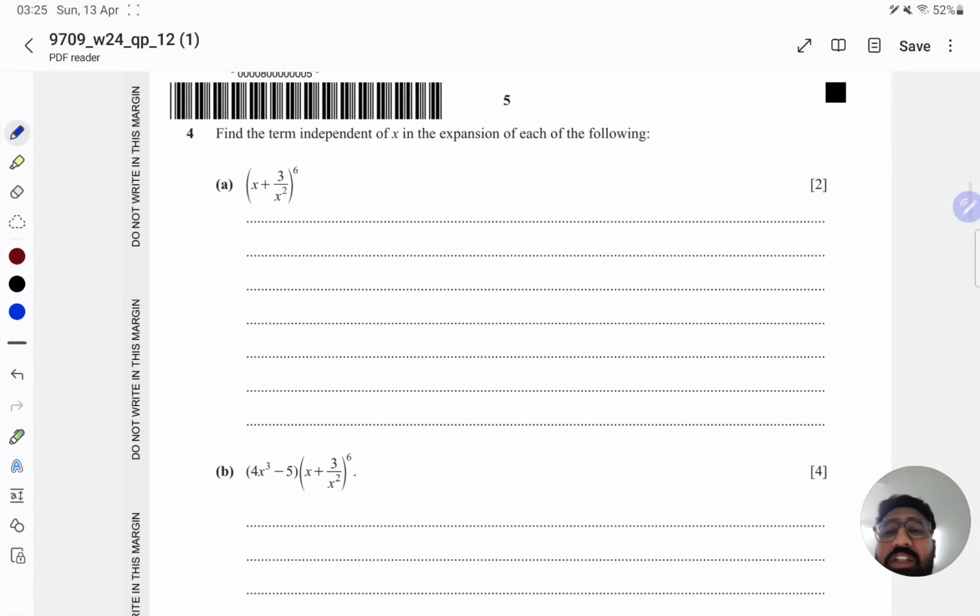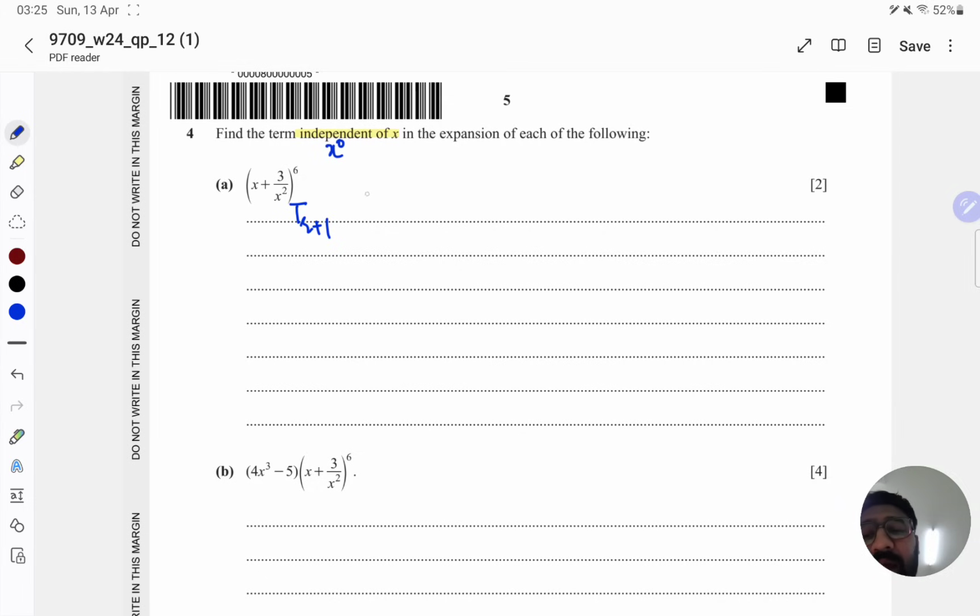Let's move to the next question, question number 4. Question number 4 says to find the term independent of x. I told you earlier as well, always try to highlight the keywords. So independent of x means that the x power is supposed to be 0. So for the first one, it is super easy. You are going to write down the formula for finding any specific term.